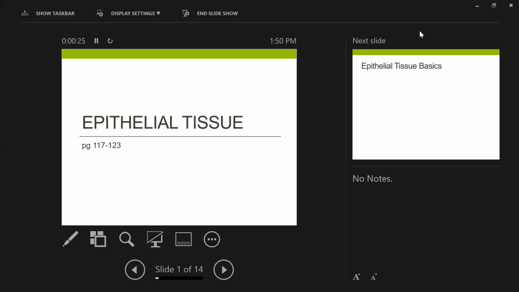Okay, so today is the first day of going over the 4 types of tissue. We're going to do epithelial tissue first. Epithelial means covering. In fact, the prefix epith means covering or coating. This type of tissue coats surfaces. It lines your organs. It also is responsible for actions like absorption, filtration, excretion. You'll see all those.